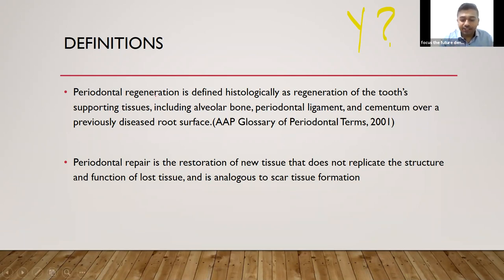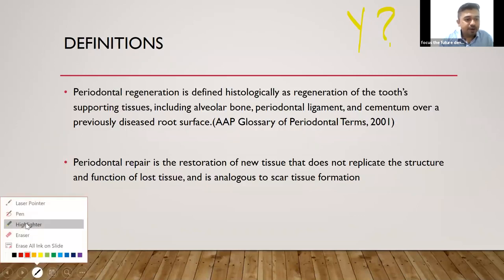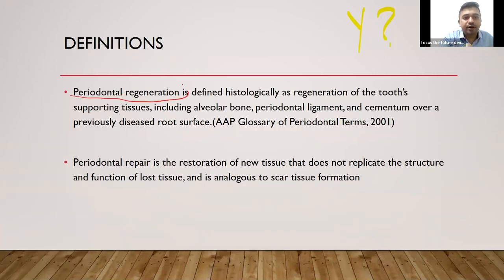Let's see periodontal regeneration. Okay, let me just get my pen on. Yes, so periodontal regeneration is defined histologically. Please note this point. It is defined histologically. The only way you can confirm it, 100% confirmation, is wholly on a histological basis. Periodontal regeneration is defined histologically as regeneration of the tooth's supporting tissues. What are those supporting tissues? Alveolar bone, periodontal ligament, and cementum over a previously diseased root surface.